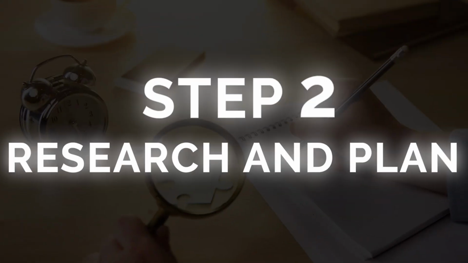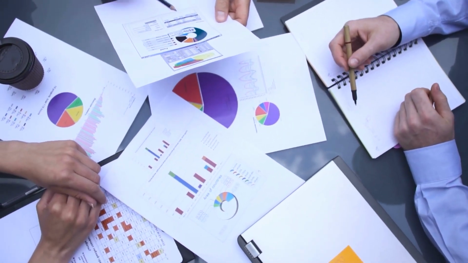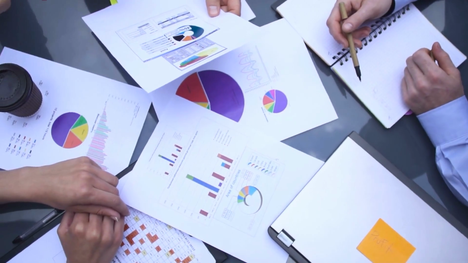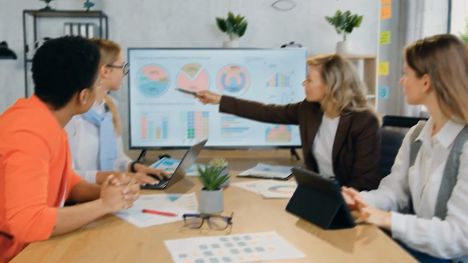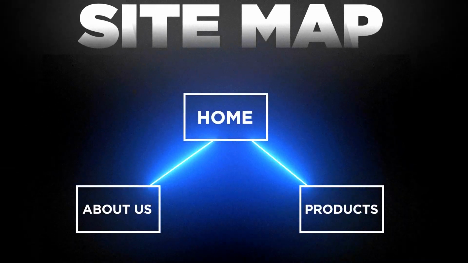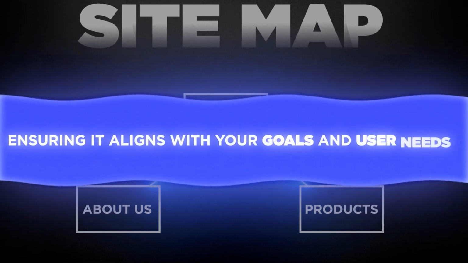Step 2. Research and plan. Before diving into design, research your target audience and competitors. What do your users need? What are your competitors doing well? Create a sitemap outlining the structure and pages of your website, ensuring it aligns with your goals and users' needs.